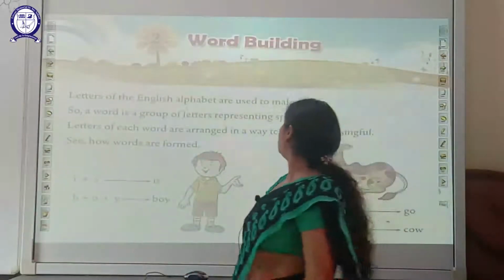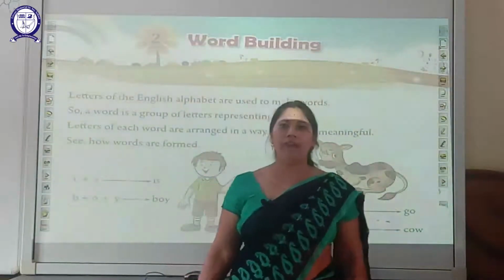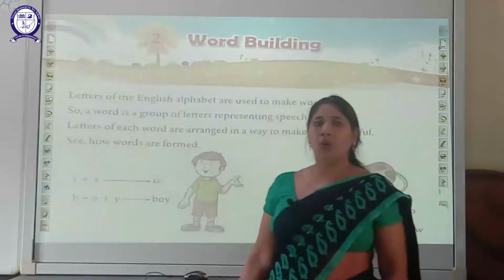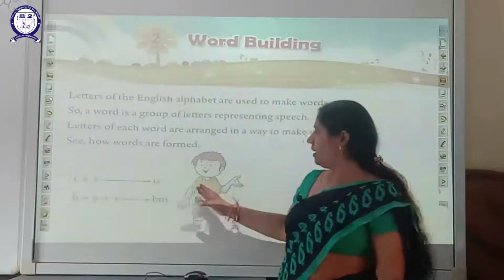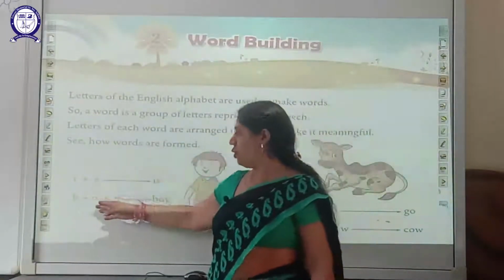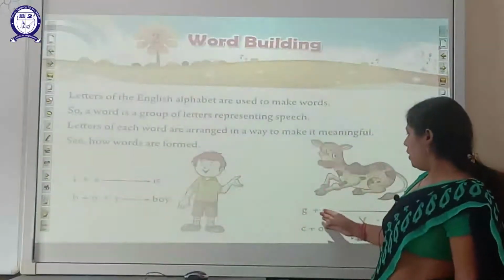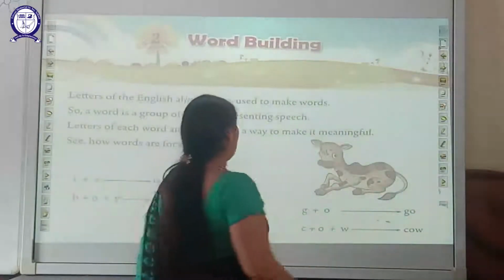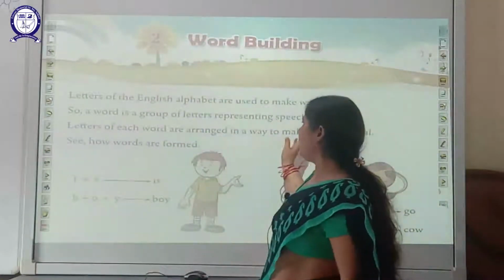Letters of the alphabet are used to make words. Students, we use alphabets to make words like OF, of, CAT, cat, OX, ox, BOY, boy. We have to use these letters and then make a word. GO, go. COW, cow.